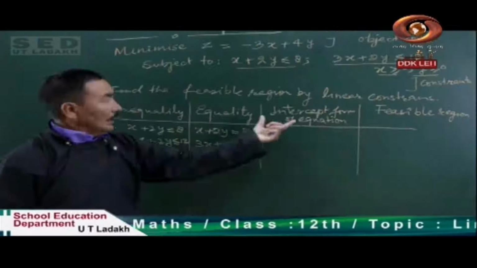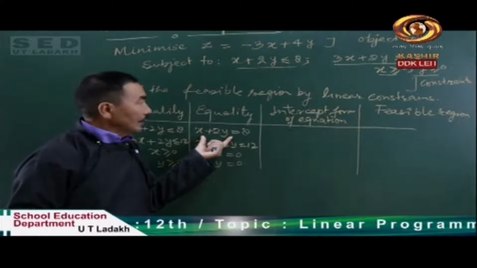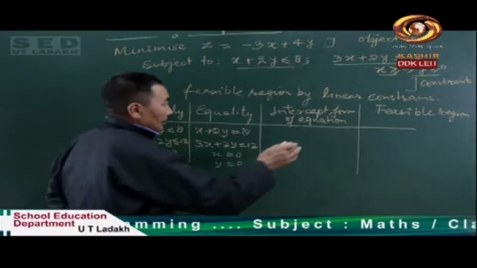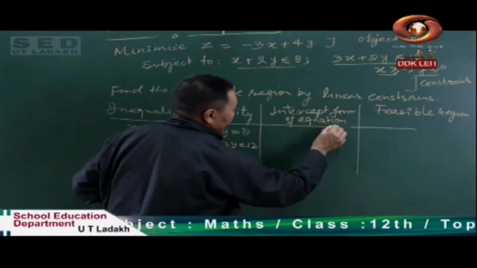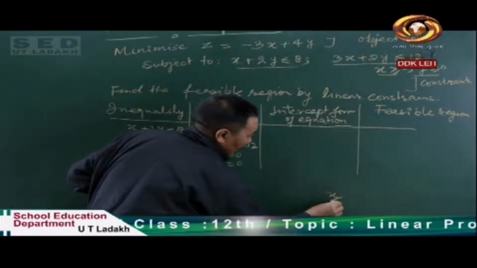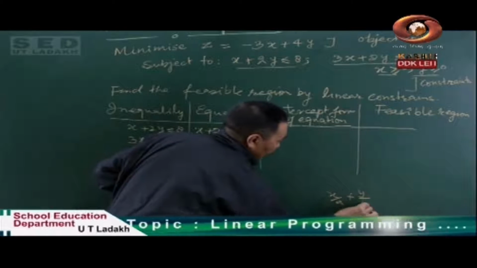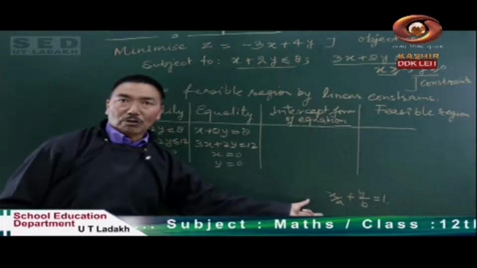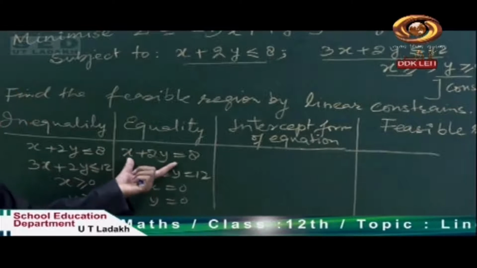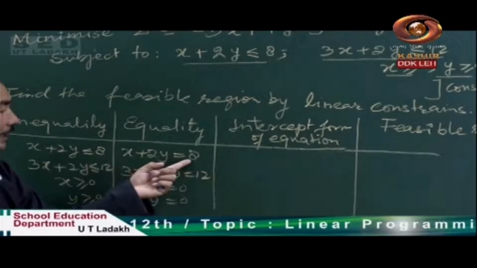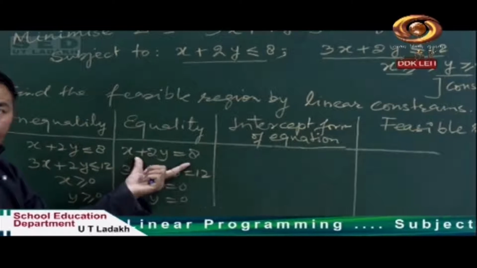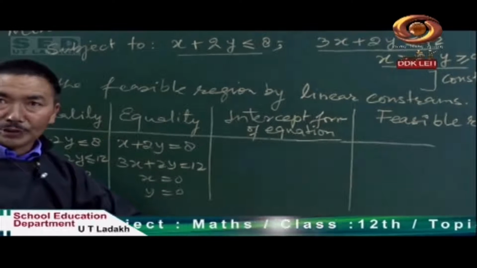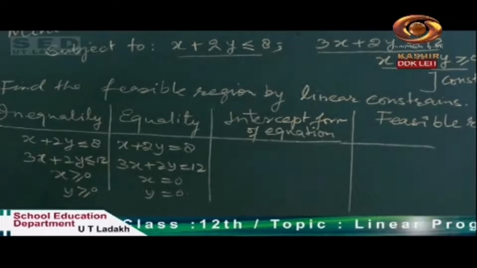From the equalities, we will transform these equations of lines into intercept form of equation. You might have learned it yesterday. The intercept form of equation is x upon a plus y upon b equal to 1. We have to transform this equation into intercept form by dividing both sides by 8. Yesterday we did the formation of intercept form and showed you the graph as well.